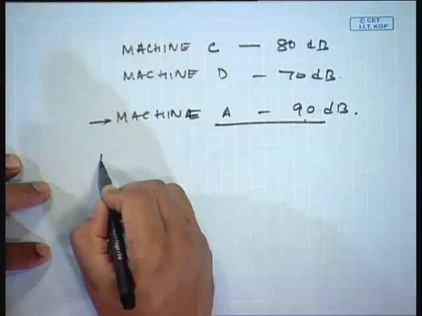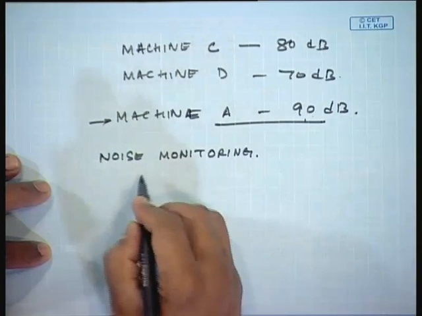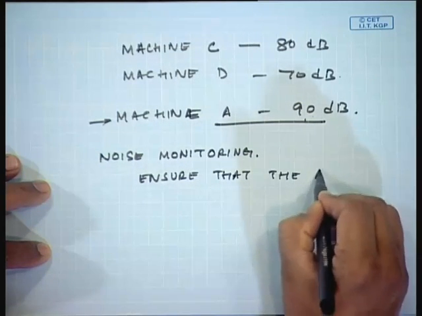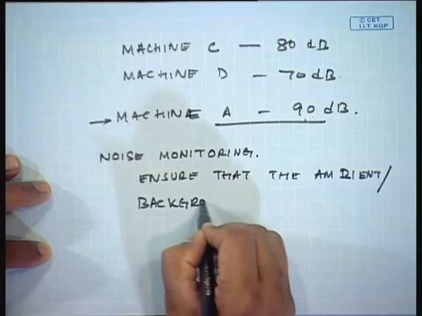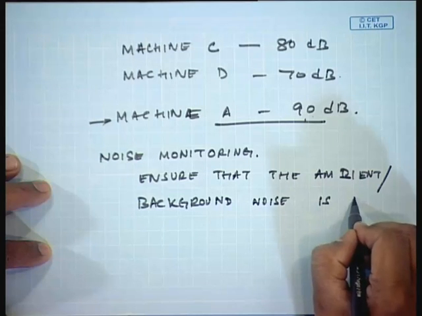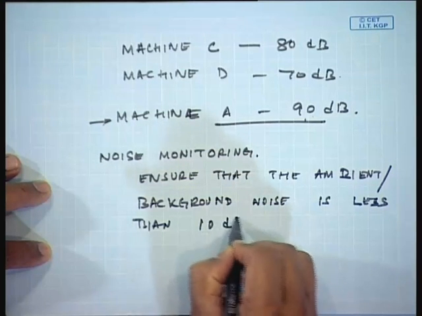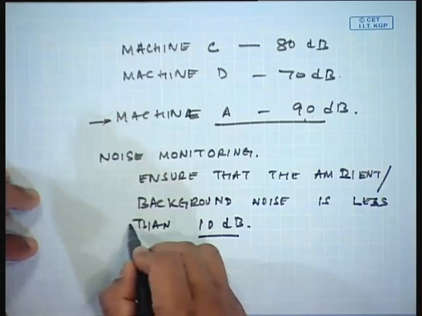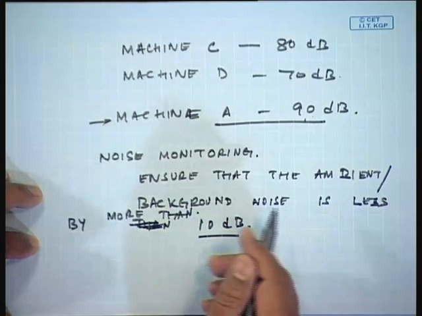So, whenever we do noise monitoring of machines, we have to ensure that the ambient or background noise is less by more than 10 dB. Less by more than 10 decibels, that is a better way of looking at it.